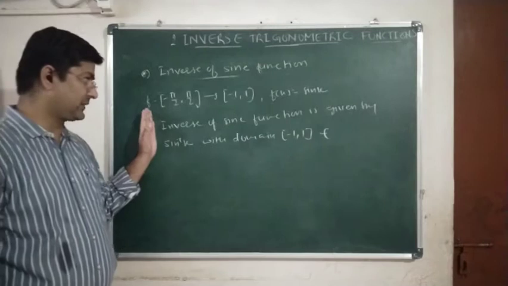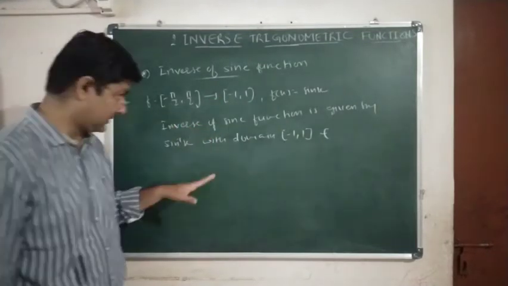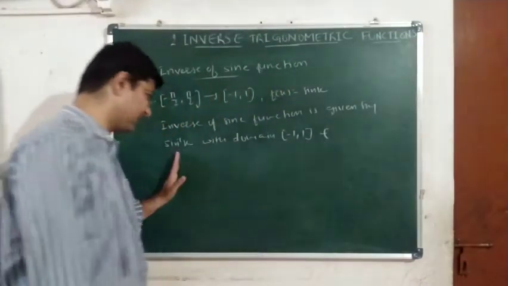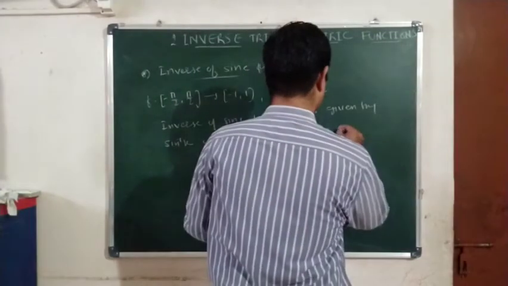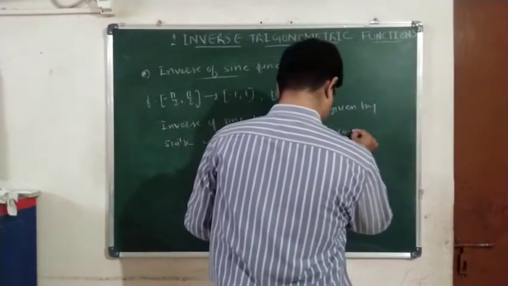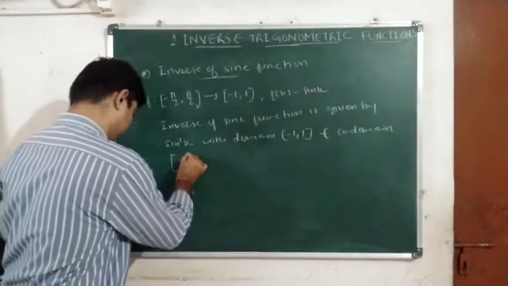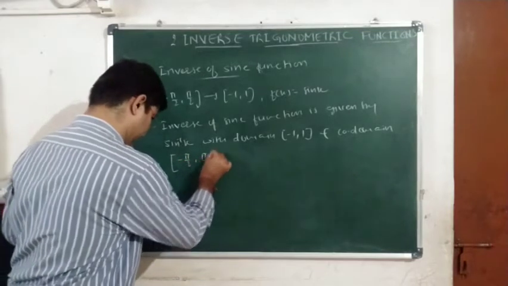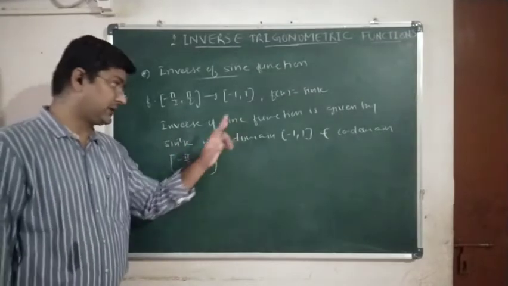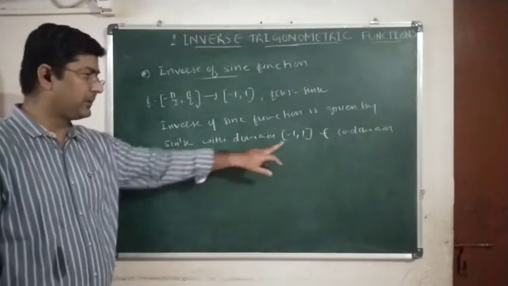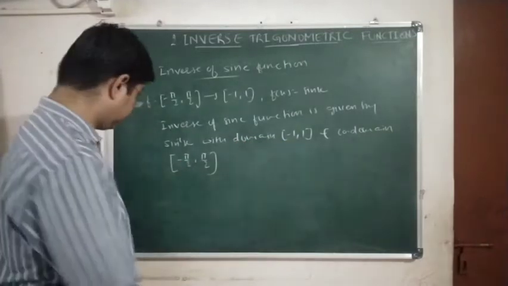If f is a function from A to B, then we have a function g from B to A, the inverse. So we will have a sine inverse function from minus 1 to 1 to minus pi by 2 to pi by 2, yes or no. The inverse of the sine function is given by sine inverse x with domain minus 1 comma 1 and codomain minus pi by 2 to pi by 2.